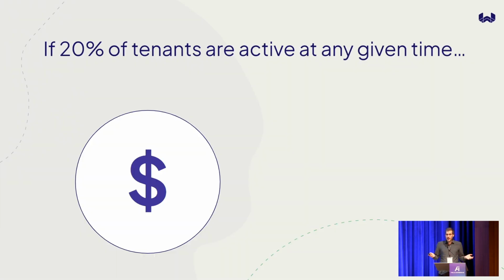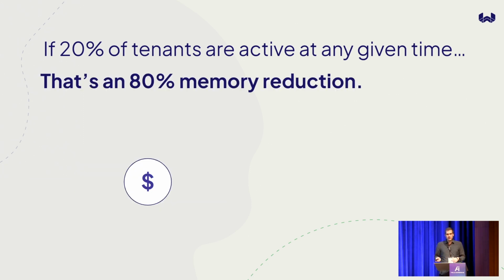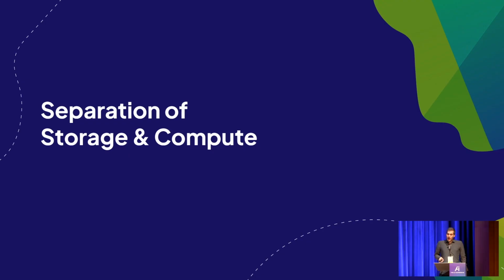And that means if at any given time you have only 20% of your tenants active, that also means that 80% are not active, and if they no longer have to be in memory, that's an 80% memory reduction right there, simply by not allocating resources for something that's currently not being used. So you're no longer paying for idle infrastructure, which I think is pretty good.